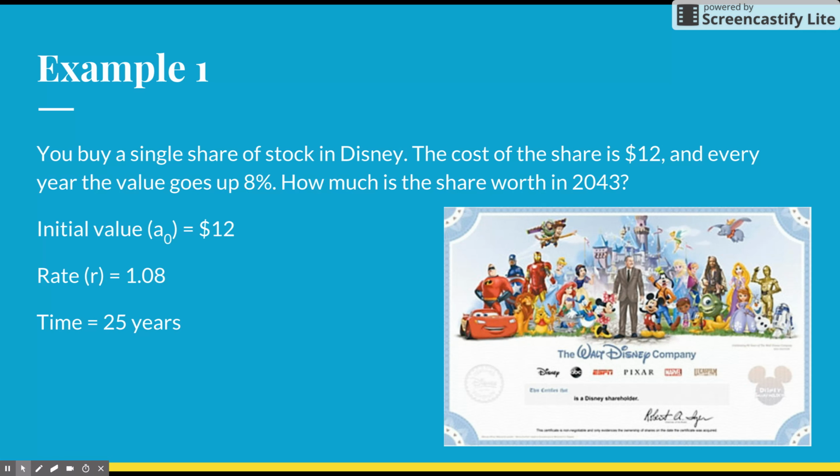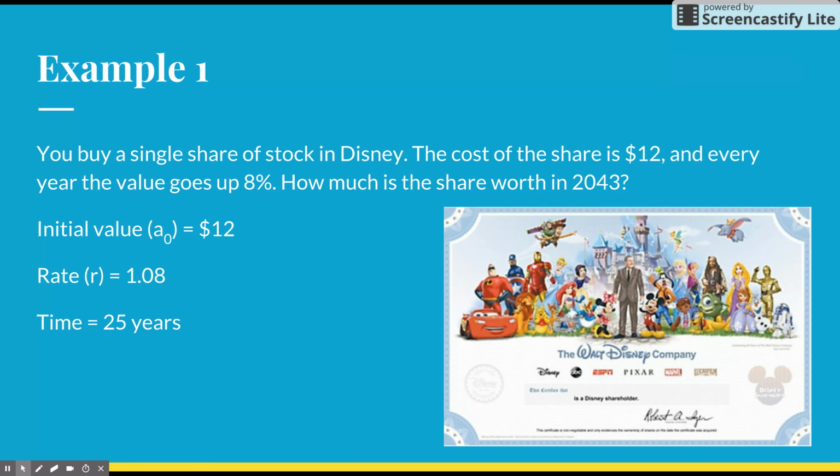And at 25 years, we want to find out how much our initial stock purchase is now worth, since it's grown every year. So as you see here, our initial value is $12, because that's how much we put in. We bought one share. And then the rate in this scenario, while it does say it goes up 8%, you have to realize that that 8% accounts for the original amount too. So it's 1.08 rather than just 0.08, because you're not decreasing. You're not taking 8% of your $12. You're adding 8% of your $12.